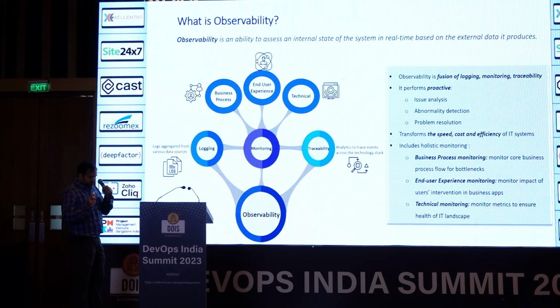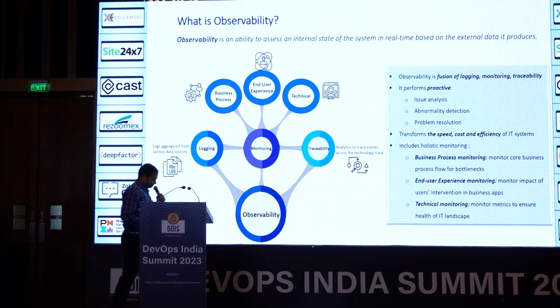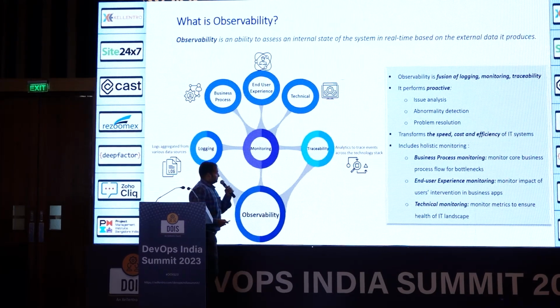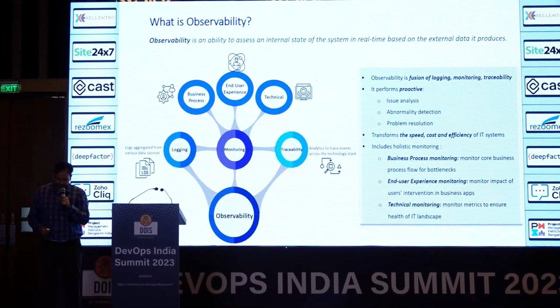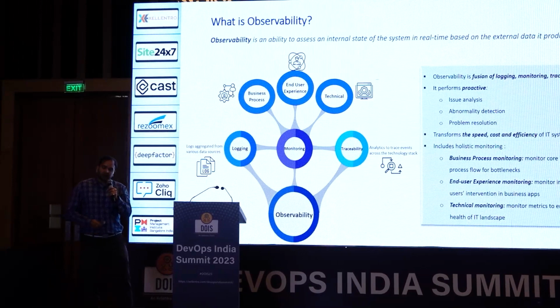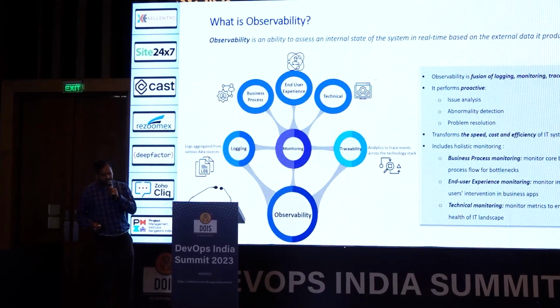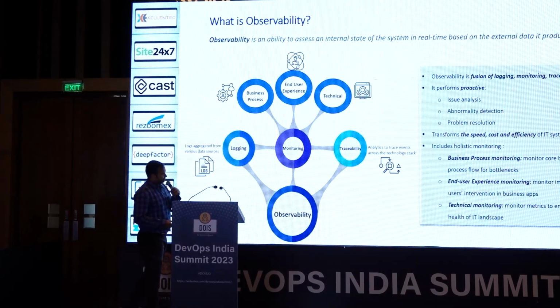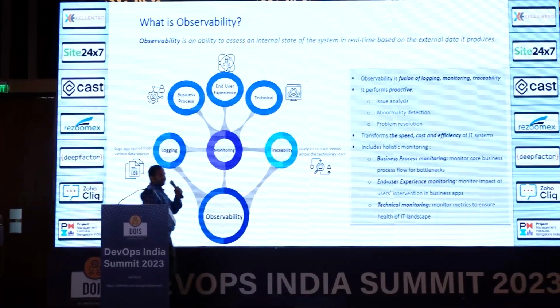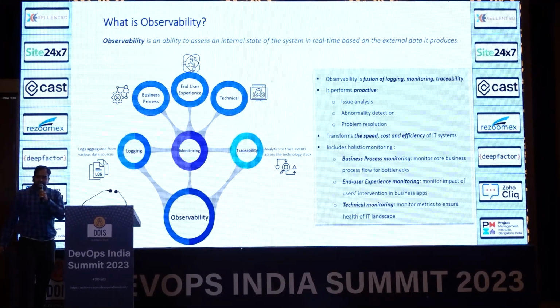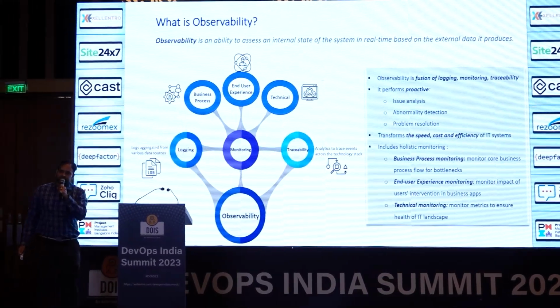Now, we talked about observability, right? Now, there's a definition. We talk about observability from a logging, monitoring, and traceability perspective. Observability, in our opinion, is much bigger than that. How big is it? We always end up doing that, which is technical. How about end user experience? And how about business process?